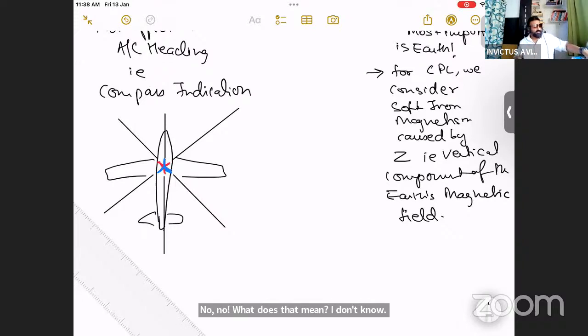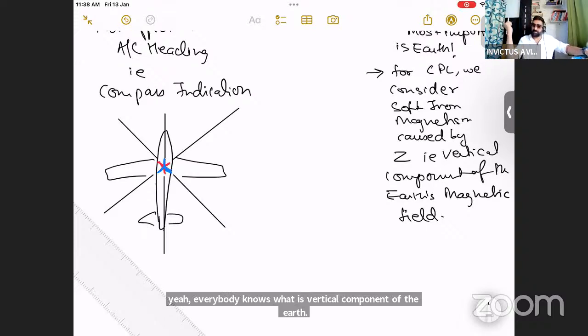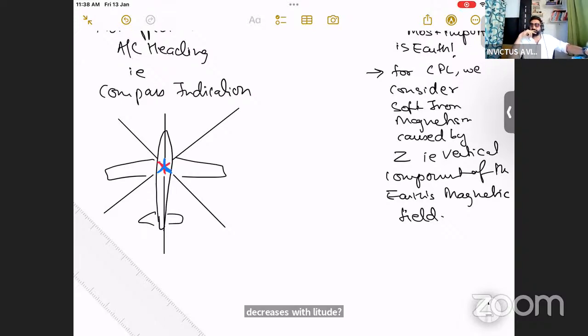So yeah. Everybody knows what is the vertical component of the Earth's magnetism. Can you tell me whether it increases or decreases with latitude? Who will give me this answer? Sridhar. Vertical component of the Earth's magnetic field increases with latitude or decreases with latitude? Sir, it increases with latitude. Very good. Next question. The angle of dip is directly proportional to the vertical component. True or false? I will ask Prerit. You give me the answer.